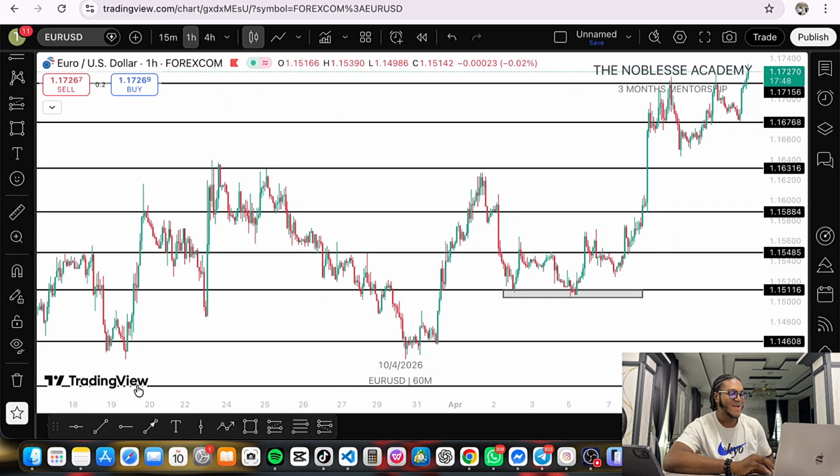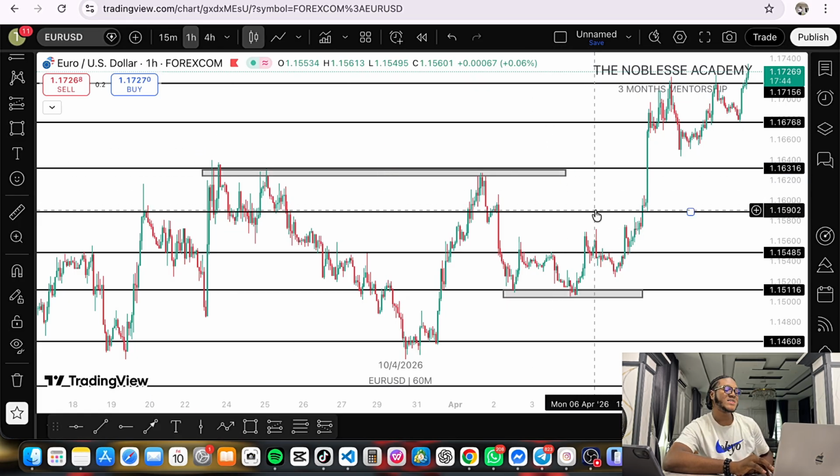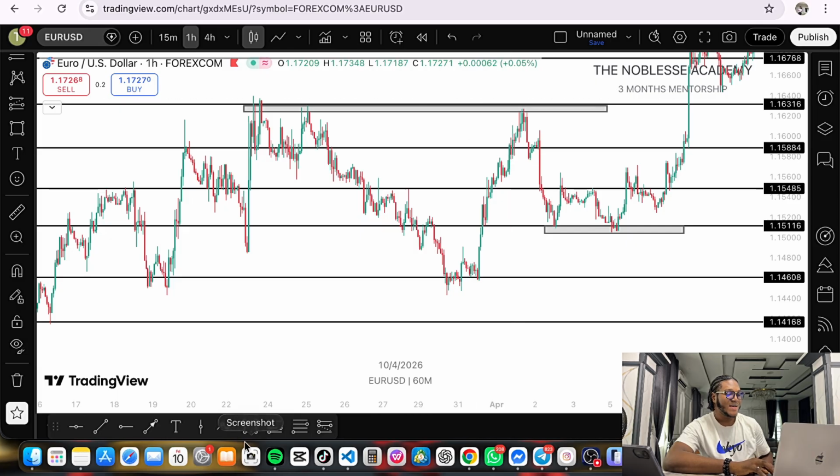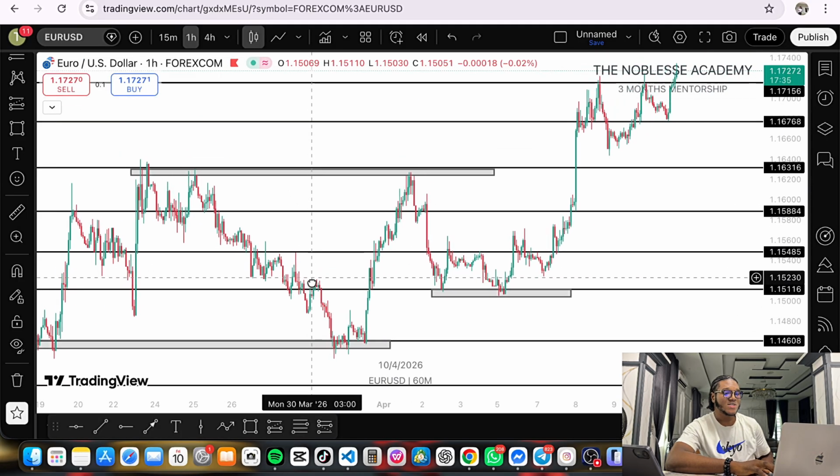You can actually see that right here was a very good resistance zone, also a very good sell zone for us to enter sell trades. You can see zones like this was a very good buy zone for us to enter buy trades. You can see that. Then you will see lots of things like that.